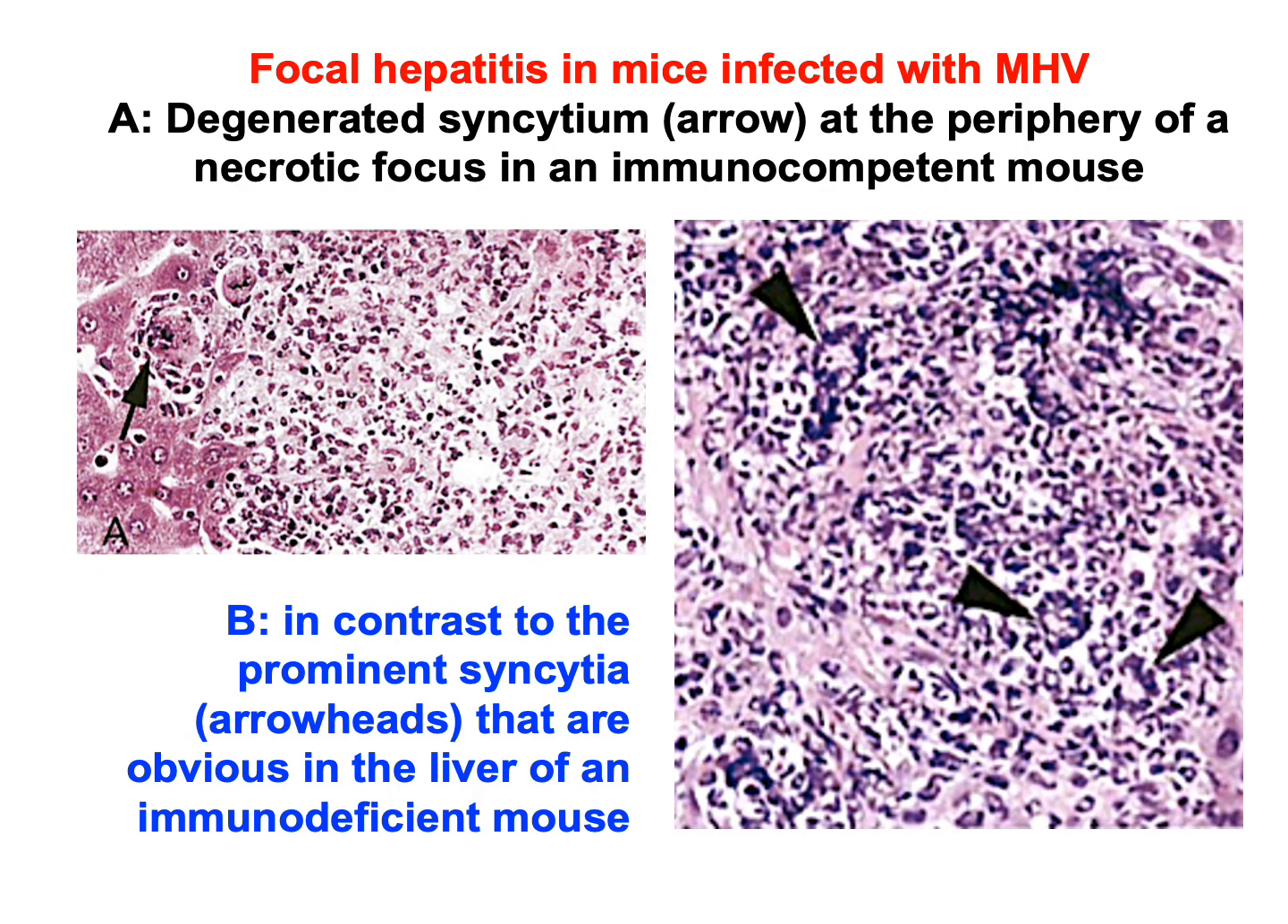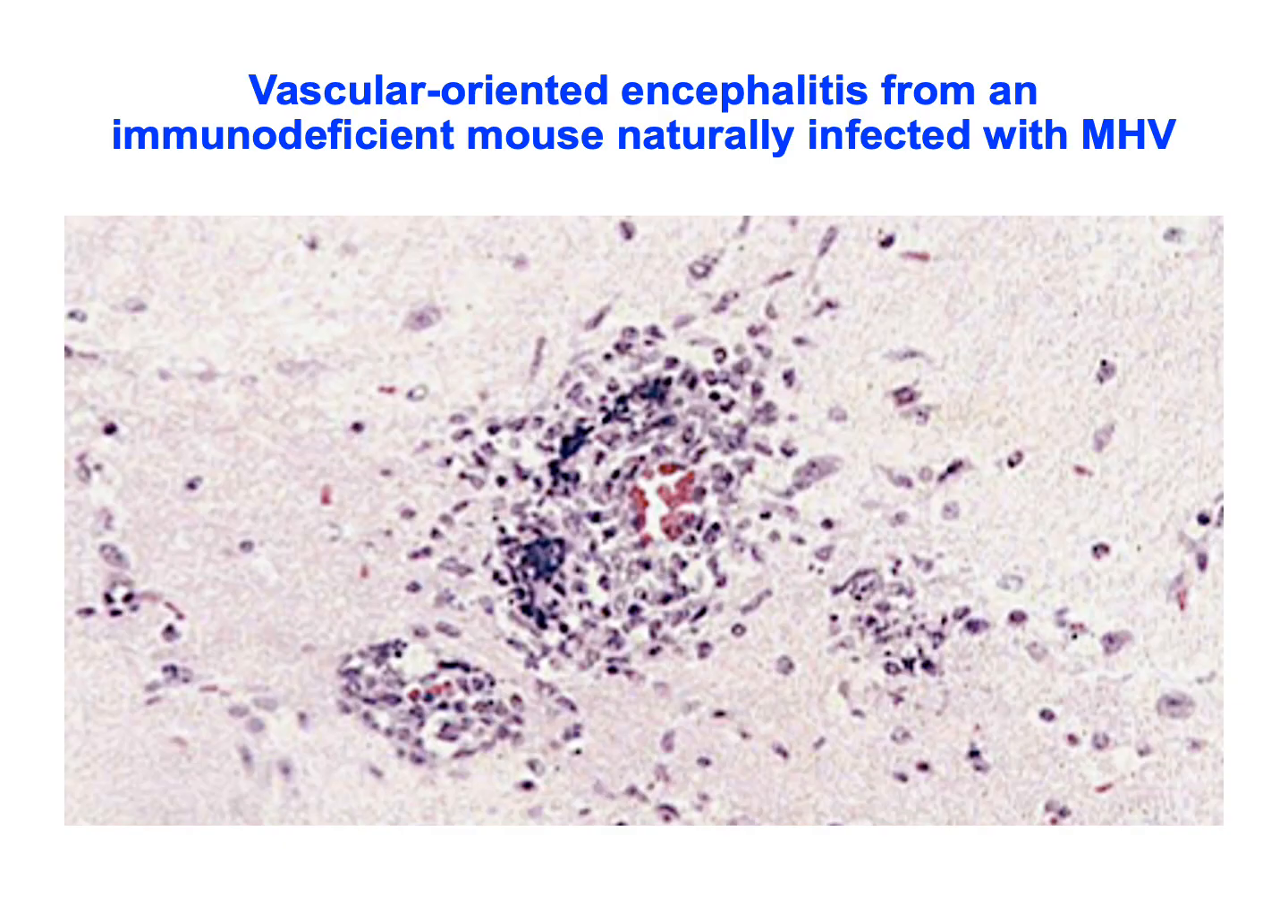And as I've mentioned, focal hepatitis is very typical. You can see on the picture on your left degenerated syncytium, see arrow, at the periphery of a necrotic focus in an immunocompetent mouse. And please compare it with the right picture. In contrast to the prominent syncytia, arrowhead, that are obvious in the liver of an immunodeficient mouse. So you see that the pathological sign is more accentuated and remarkable. And also the brain can be attacked.